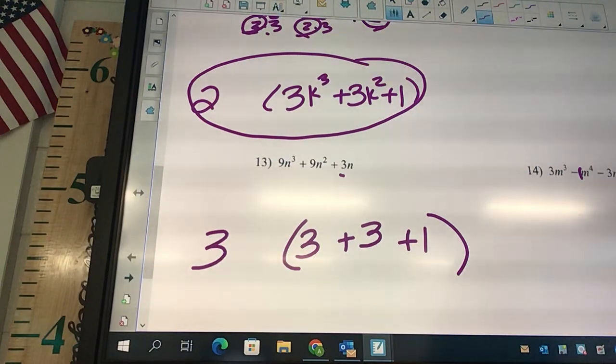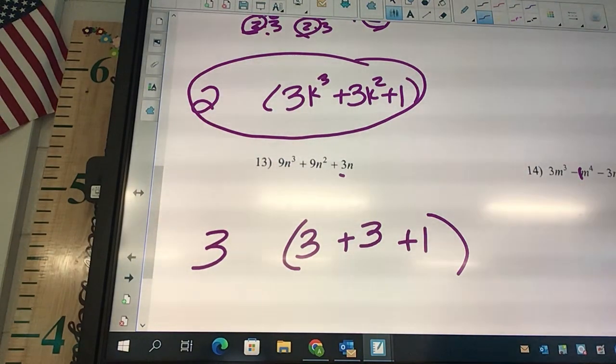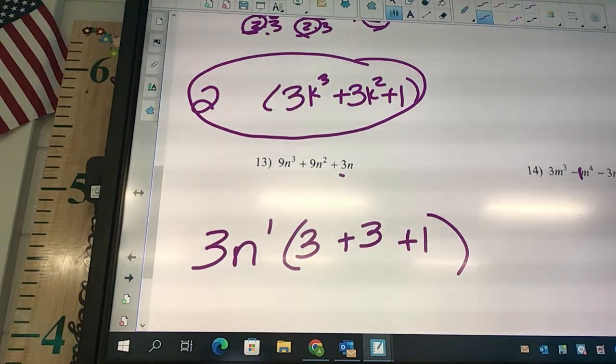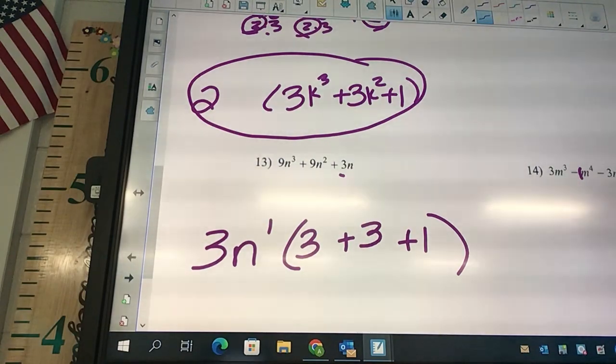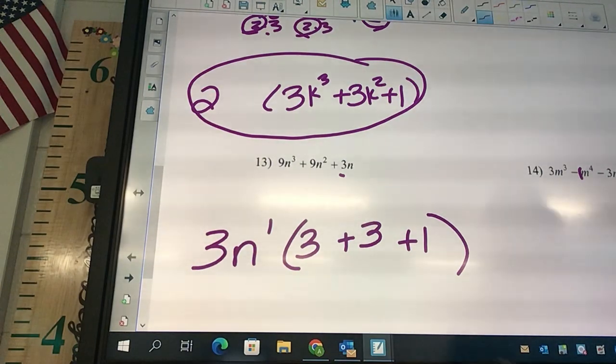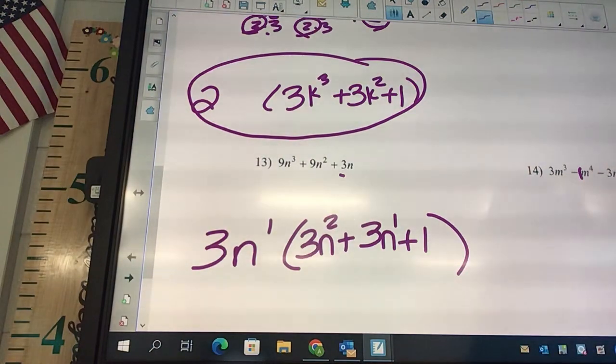Okay, look at your n's. What's the smallest amount of n's up there? 1. And 2, and 1, and none.